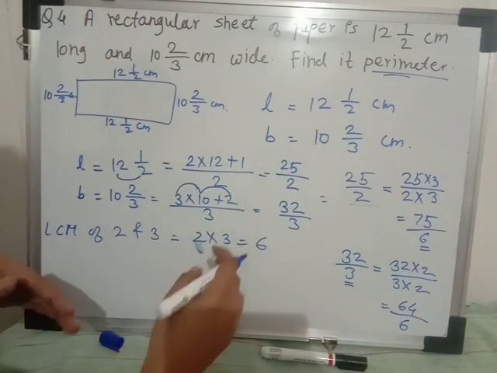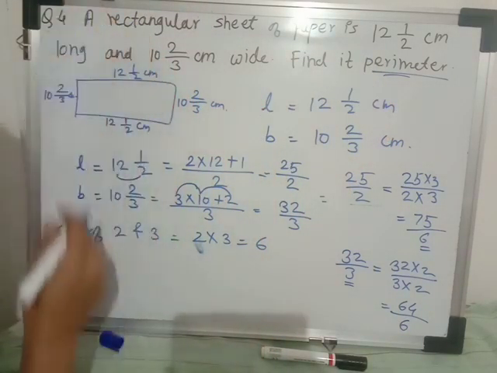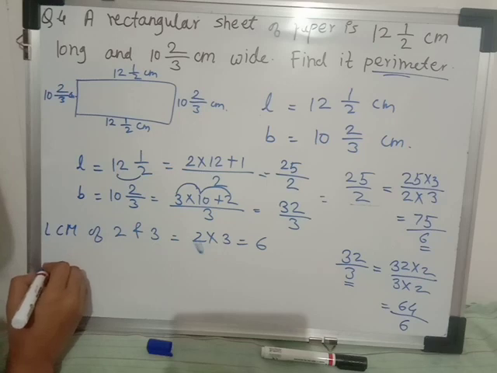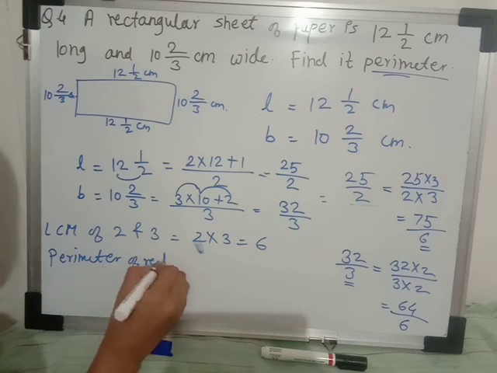Now we have to write down the formula of perimeter of rectangle. Okay, what is the formula of perimeter of rectangle? That is perimeter of rectangle.